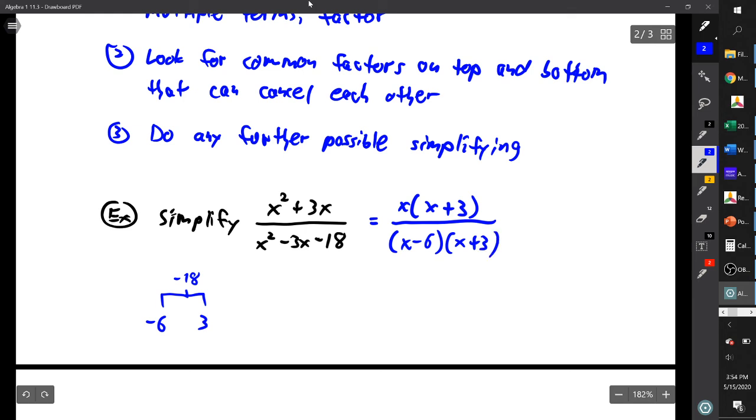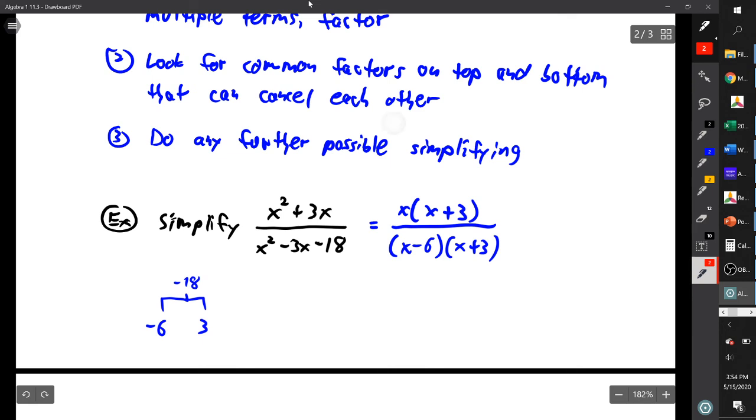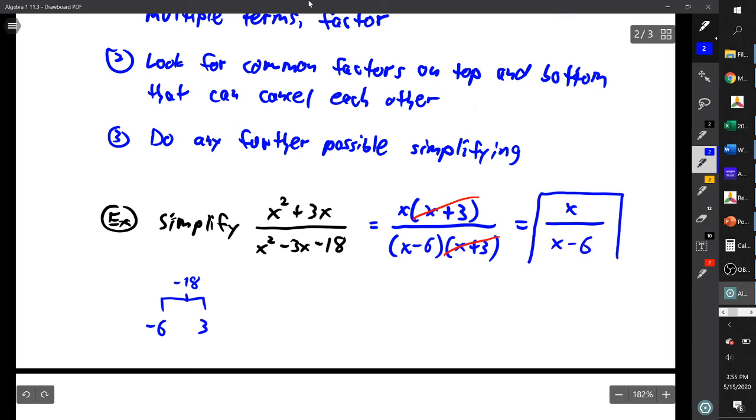Now at this point, I'm giddy with excitement because I see I have an x plus 3 on the top and an x plus 3 on the bottom. That cancels, and I'm left with x over x minus 6. And that is as far as that can go.